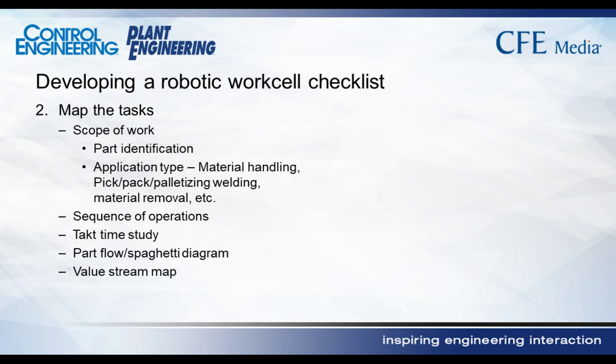At this point, a lot of work will go into mapping the tasks for this associated work cell. So if you have parts identified, and you now know that this is a specific type of application, which could be material handling, pick, pack, pal, welding, material removal, identifying the actual operation and those parts that go through that operation. At this point, you want to sequence your operation, and you want to identify current state versus future state. So what do you really want this cell to do for you? What do you want this operation to look like when you're done with the automation?